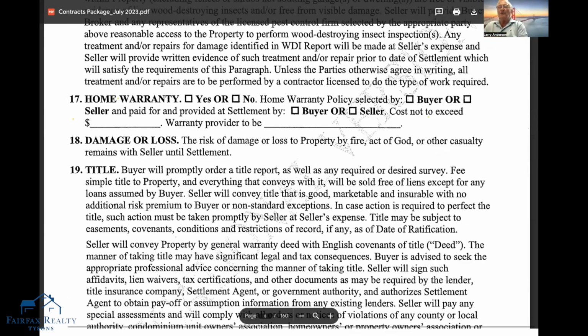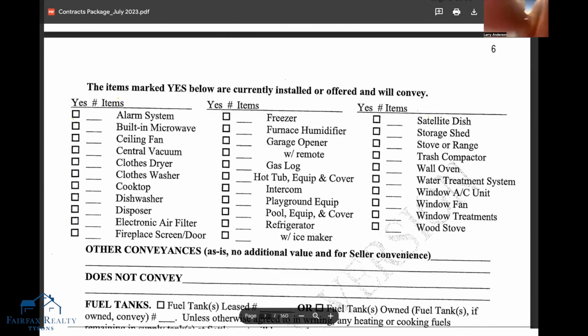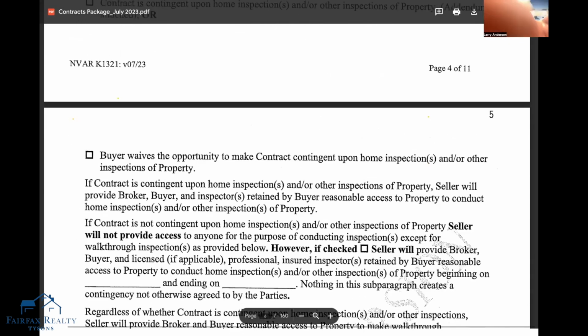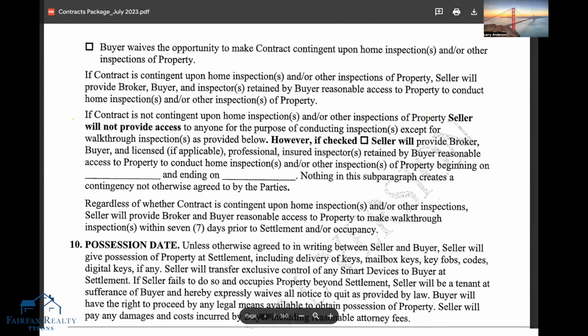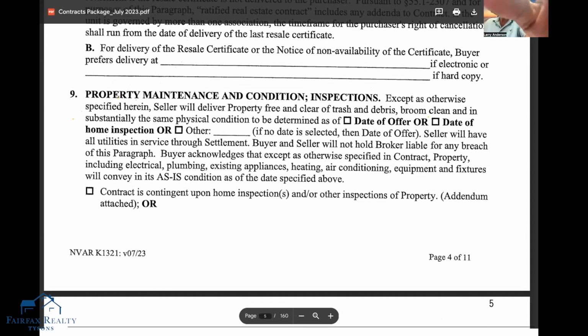Well, the only thing you could do is take the word for it or ask for an escrow. And if you ask for an escrow, you got a problem. But this is what my advice would be, because back here in this paragraph, in paragraph 9 of your contract, seller will have all utilities in service through settlement. Now they have breached a contractual term by not having it on through settlement.